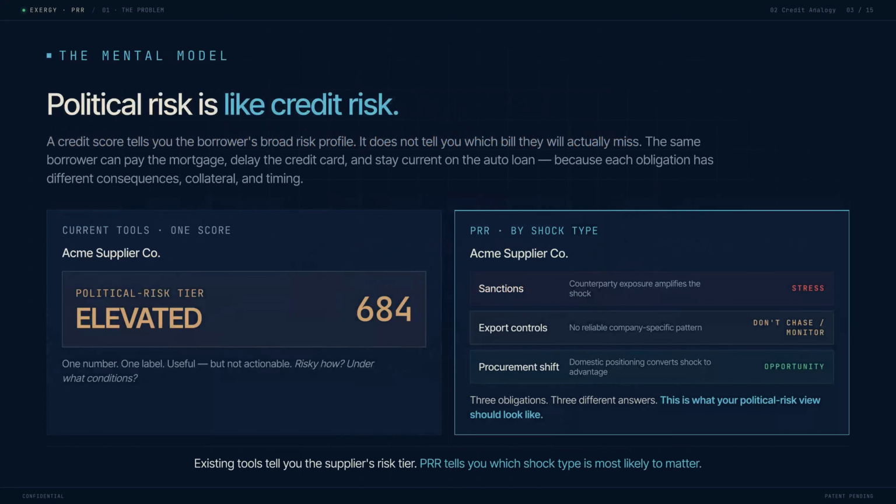The easiest way to understand PRR is credit risk. A credit score tells you a borrower's broad risk profile, but it does not tell you which bill they are likely to miss. The same borrower may pay the mortgage, delay the credit card, and stay current on the auto loan. Political risk works the same way. A company does not have one universal political risk score. It has different response patterns by shock type.